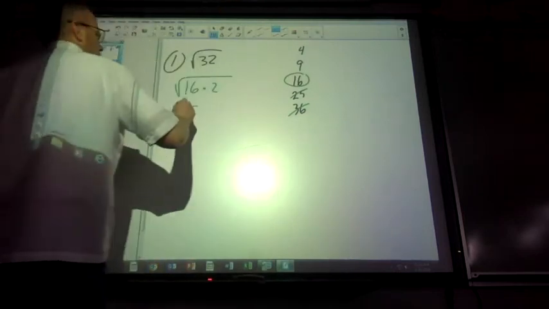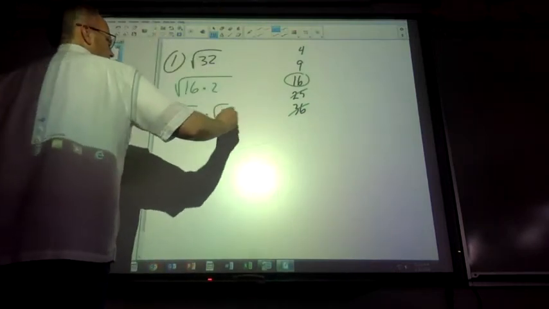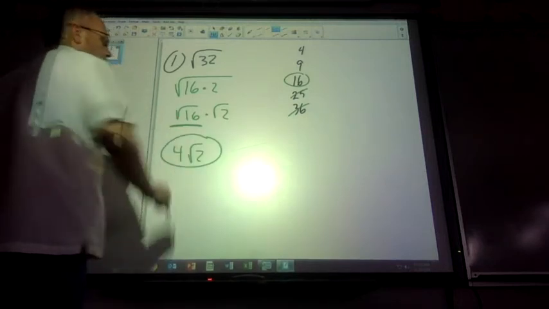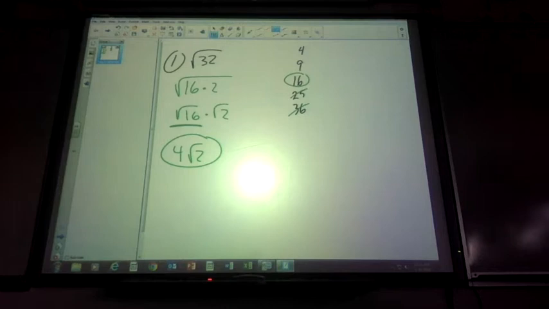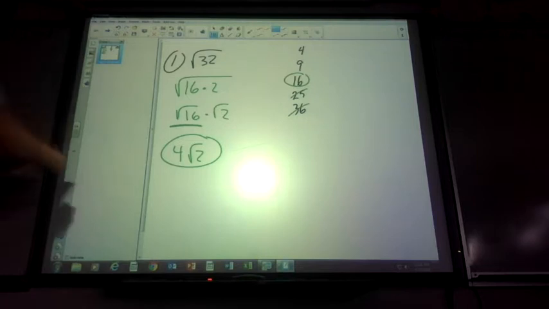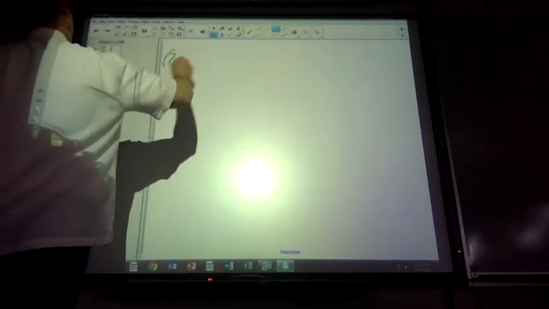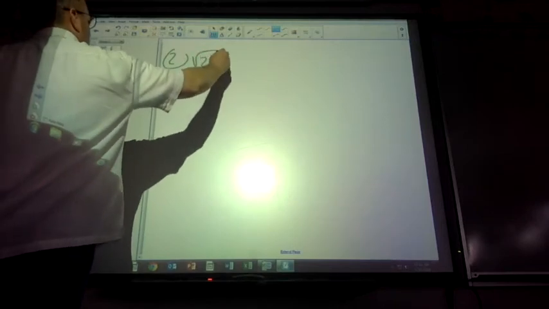So this breaks down to this, showing you all the steps. The square root of 16 is 4, so my answer is 4 square root 2. Okay, that's a nice exact answer. Again, we talked about where you find exact answers in the real world. So let's keep going. Next, problem number 2, we have root 225.